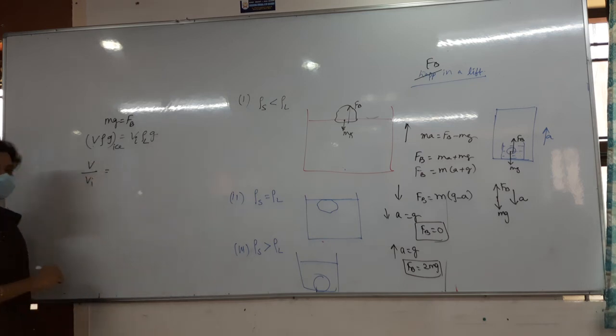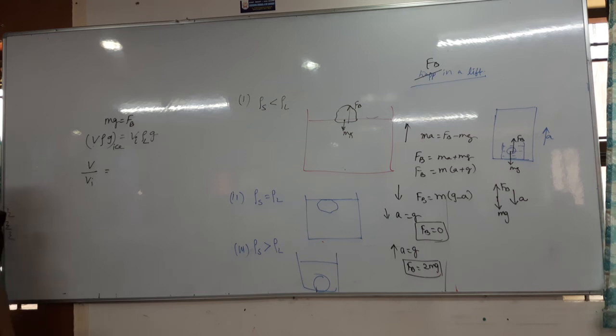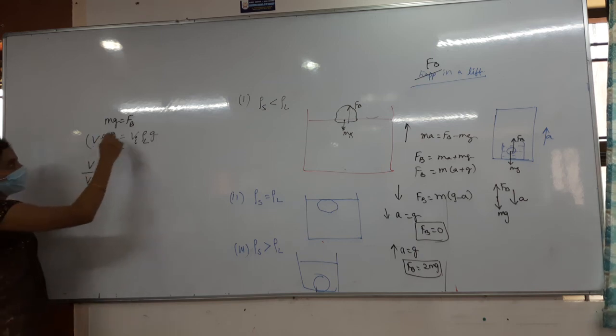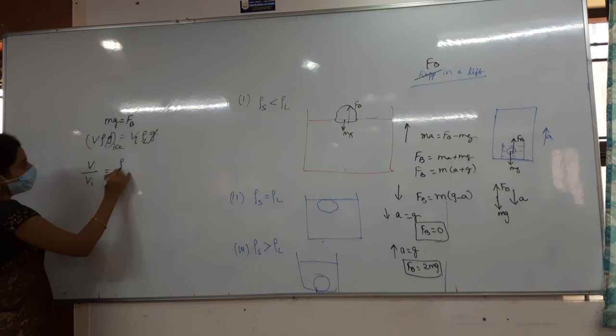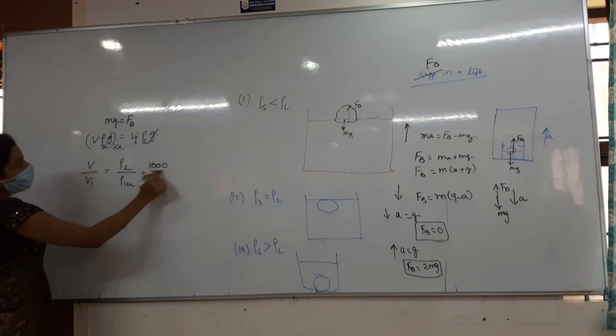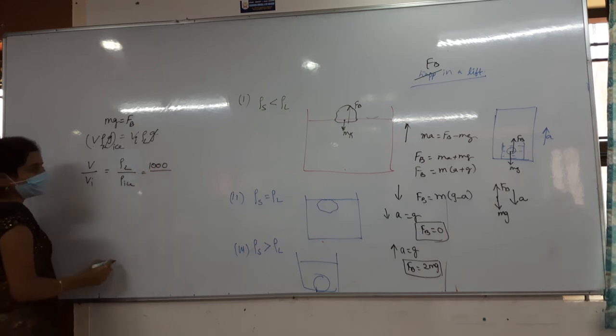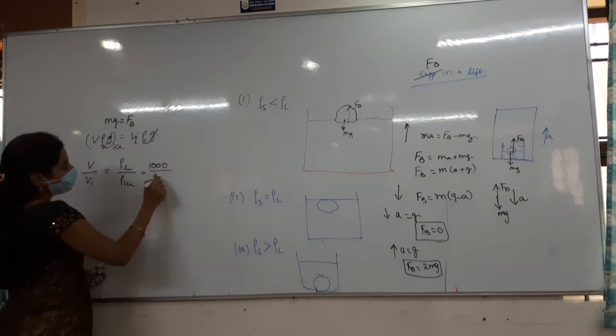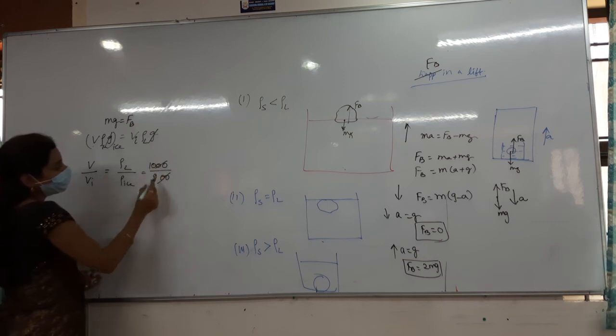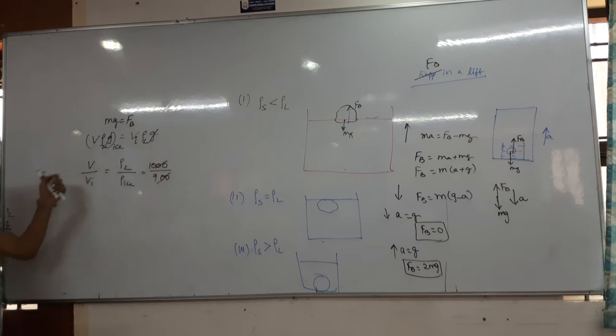Why? Because I want to find out that fraction only. For that I will get the ratio first. Then g gets cancelled, and we get rho of the liquid by rho of the ice. Rho of the liquid is how much they said? 1000 is the water density, and the ice density is 900. Then 10 by 9 is the V by Vi here.